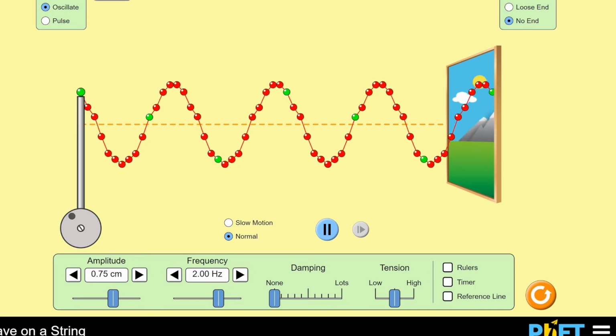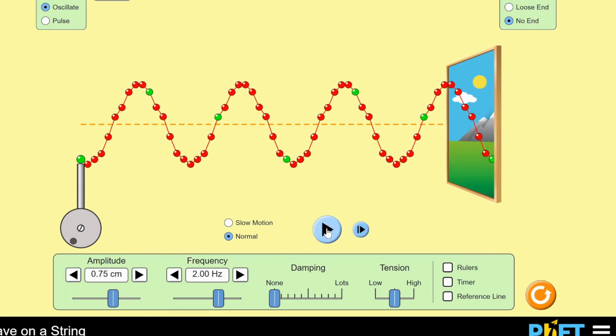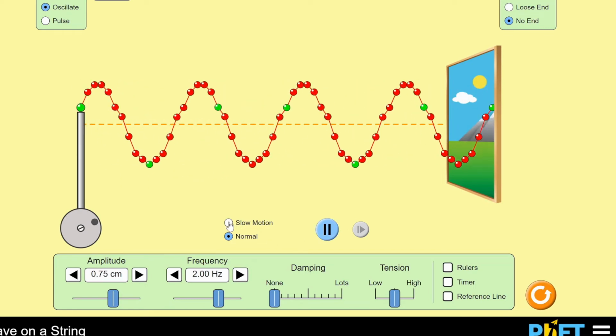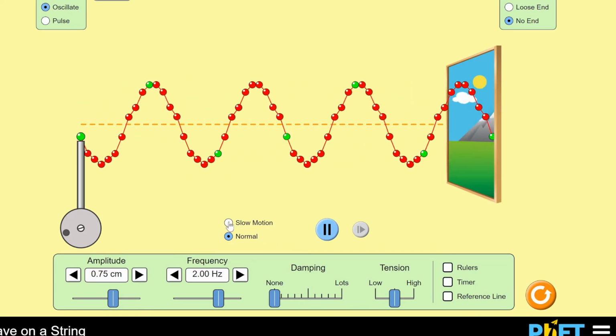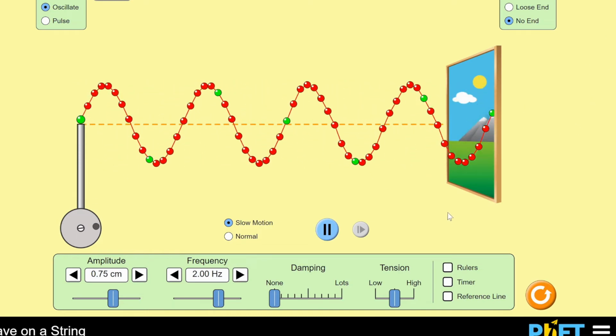Okay, now what's going on here? If I just pause this for a second. We've got an oscillation going up and down, creating the wave on this string. And at the moment, we've got a frequency of 2 Hertz. Watch. If I do this in slow motion, you can see it a little bit more clearly.